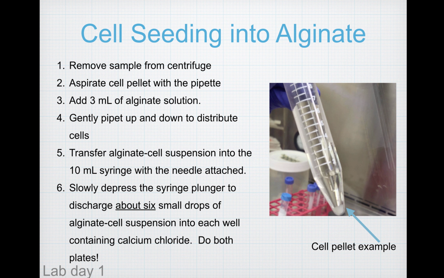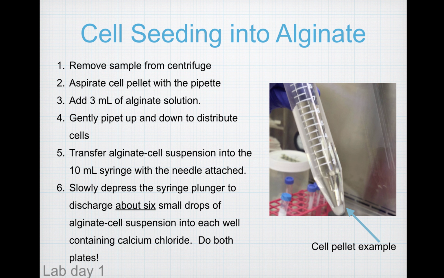Now, when your sample is finished centrifuging, you'll retrieve it and spot your cell pellet. It should look somewhat like the one in this picture. That's the cell pellet I got when I did this lab myself. And now you'll aspirate the cell pellet and then transfer 3 milliliters of alginate solution on top of the cell pellet, gently pipetting up and down to distribute the cells homogeneously.